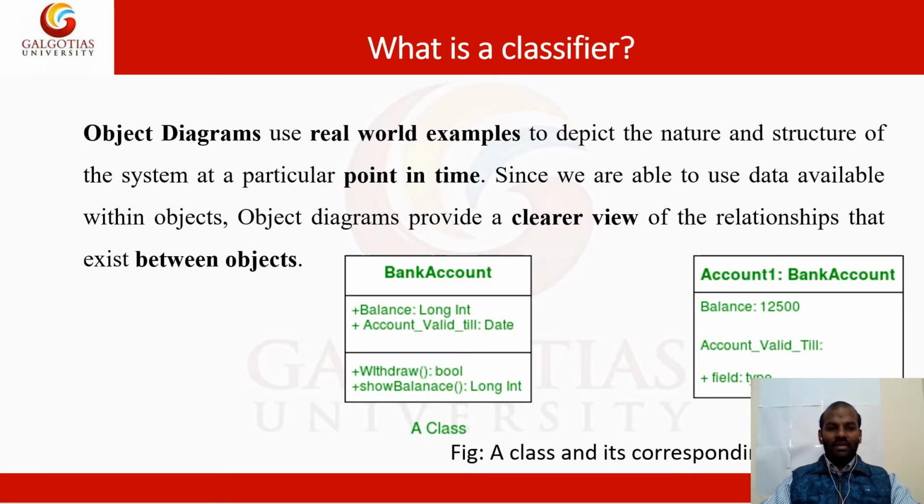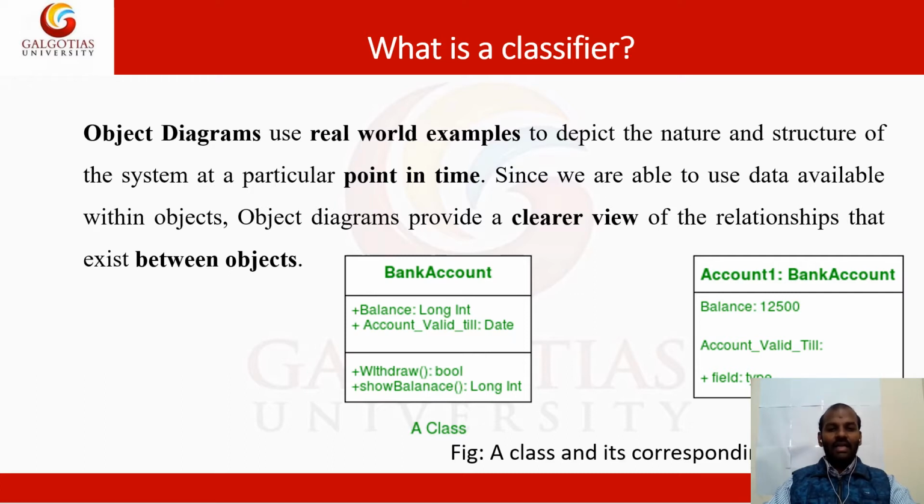Now what is a classifier? The classifier gives detail about how the object diagrams and the class diagrams work. In the object diagram we can use real world examples to show, in depth, the nature and structure of the system at a particular point in time, since we can use the data available within the objects. The object diagram provides a clear view of the relationships that exist between the objects.